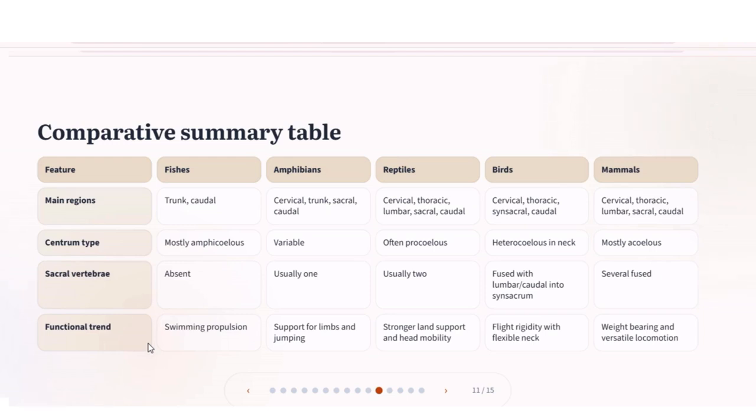The main function of the vertebral column is to protect the spinal cord. Besides this, other major functions are swimming propulsion in fishes, support for limbs and jumping in amphibians, stronger land support and head mobility in reptiles, flight rigidity and a flexible neck in birds, and weight bearing and versatile locomotion in mammals.